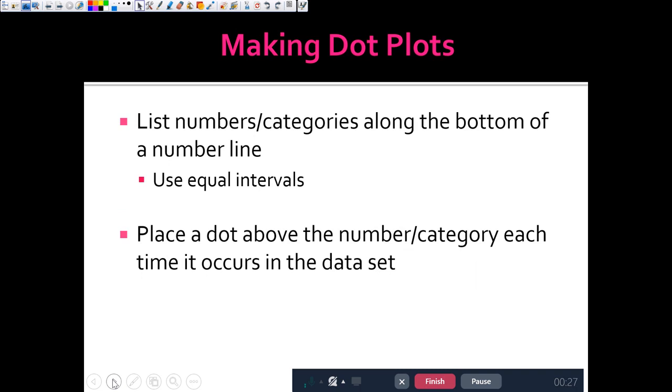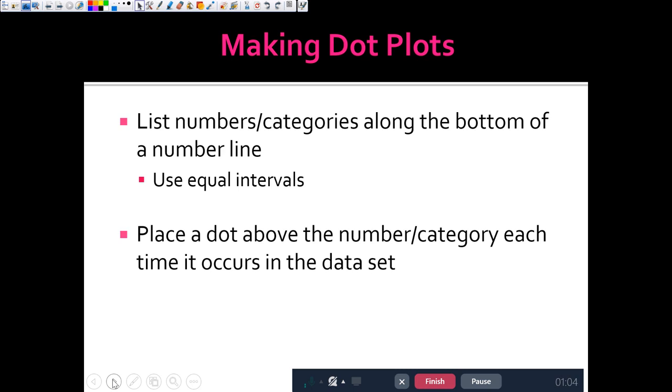We list the numbers or categories along the bottom of a number line. It's important that if it's numbers, you use all numbers that are included, as well as equal intervals. So for example, if we had a data set where all numbers were between 1 and 10, but we were missing a number 5, you still have to include it on the number line. You just don't put any dots above it. Then we place dots above the number or category each time it occurs in the data set. Sometimes people use X's instead of dots, and that's fine.